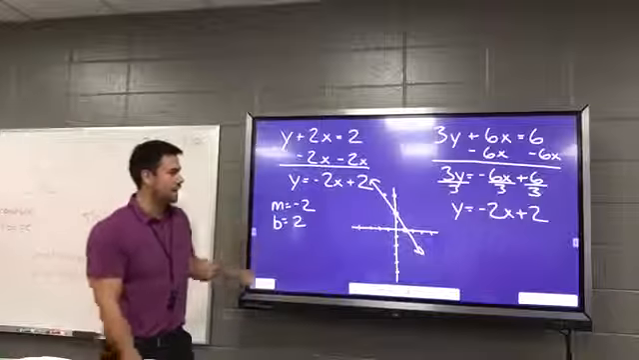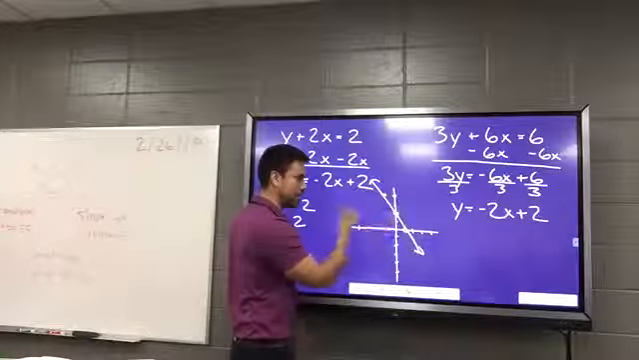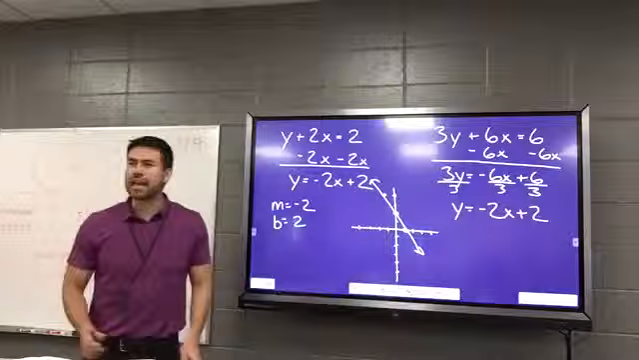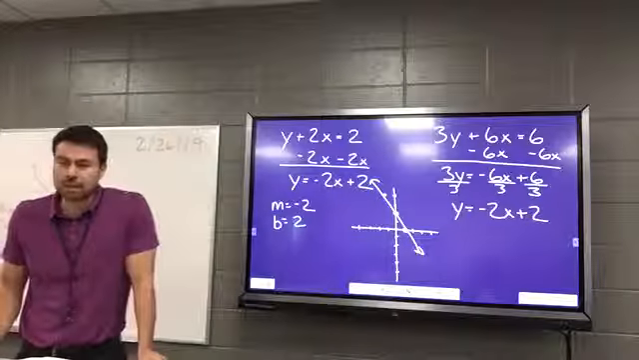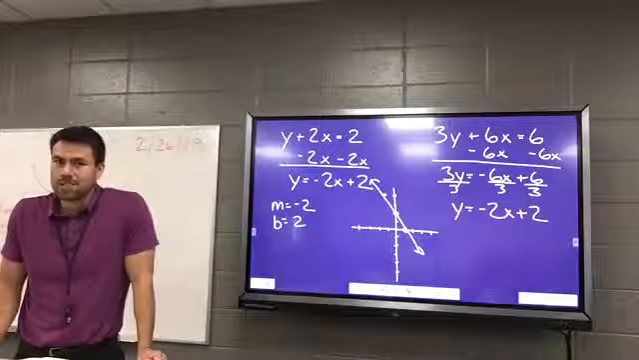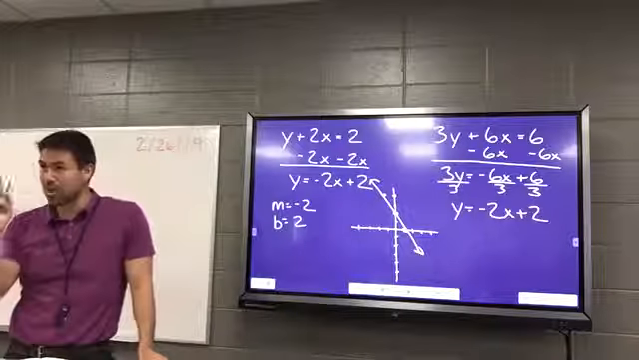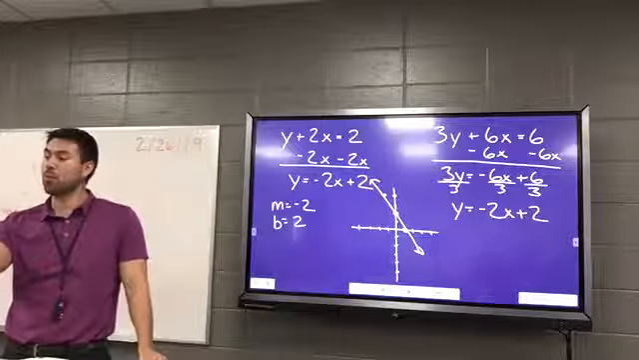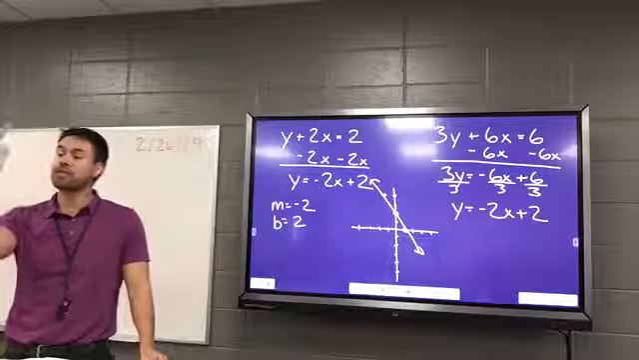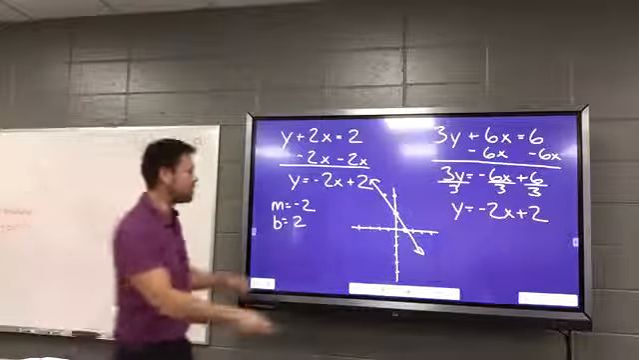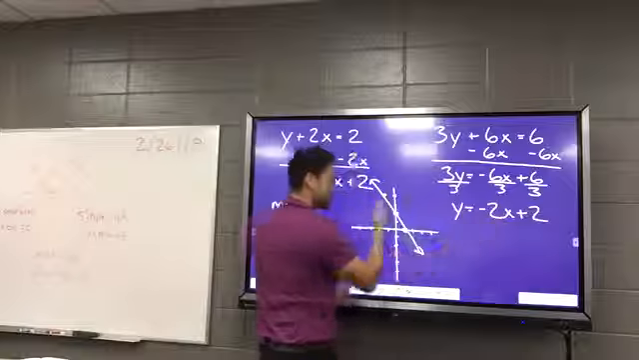Now, I graph both lines and they're the same thing, right? They're the same thing. Wait, they have the same slope. Doesn't that make them parallel? No. What else do you have to be parallel lines? You have the same slope with different y-intercepts. And what do they have? The same y-intercept, so they're the same line.